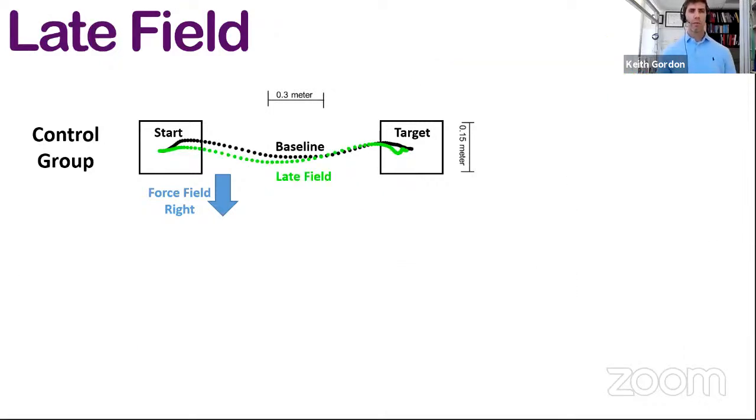Okay, here we can take a look at how individuals performed in the late field, the last 4 trials of the consistent viscous force field. As being shown here, we have, again, a representative participant from the control group. You can see that the center of mass trajectory during the late field has returned to a trajectory that is very similar to the trajectory during baseline walking.